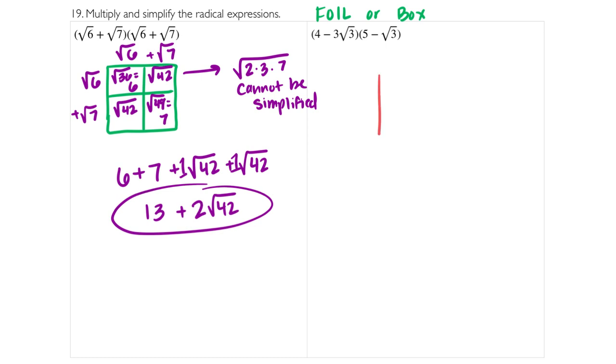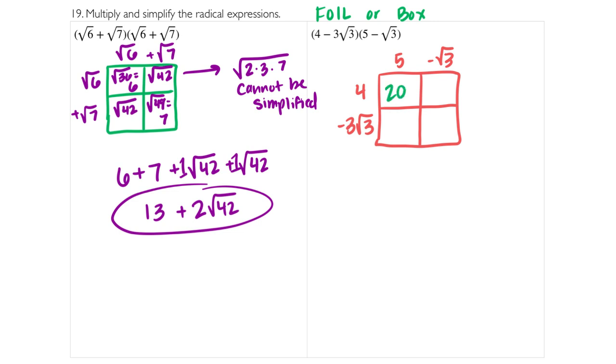All right, next one. So we've got two things times two things. So we're going to draw our 2 by 2 box. We've got 4 times negative 3 root 3 and 5 times negative root 3. All right, so first box, we're multiplying 4 times 5. That's what we've been doing since 3rd grade. Next box, we're multiplying 4 times negative root 3. What's that? Yeah, just negative 4 root 3.